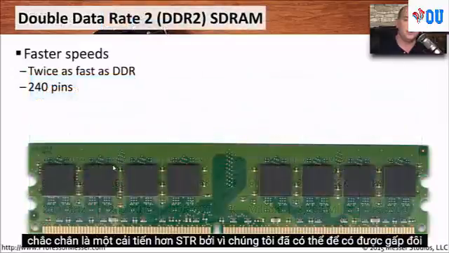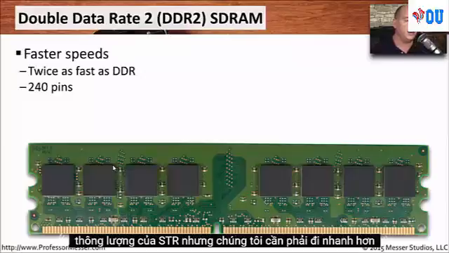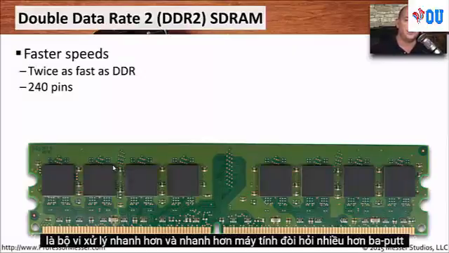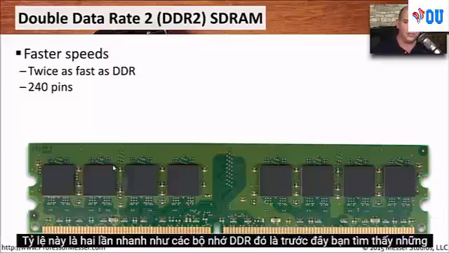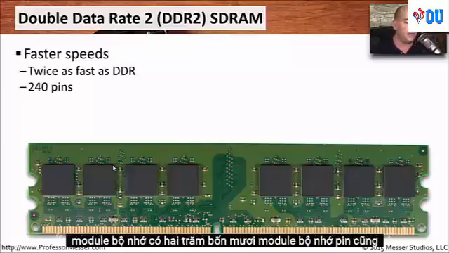DDR memory was certainly an improvement over SDR because we were able to get twice the throughput of SDR, but we needed to go faster. Our faster processors and faster computers required much more throughput, so we came up with the next generation of DDR memory called DDR2, or double data rate 2. This is twice as fast as the previous DDR memory. You'll find these are 240 pin memory modules as well.